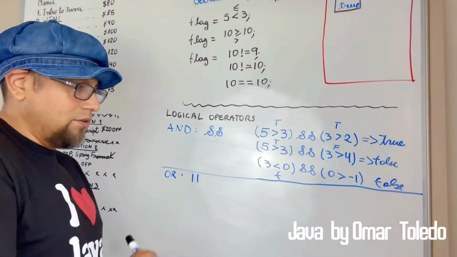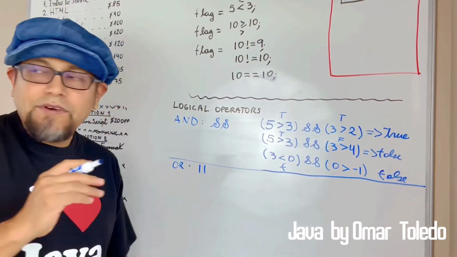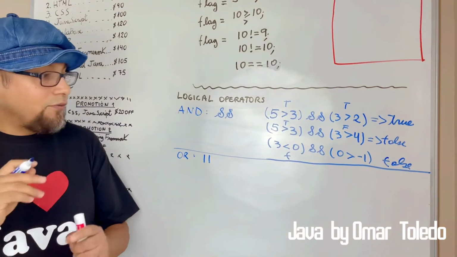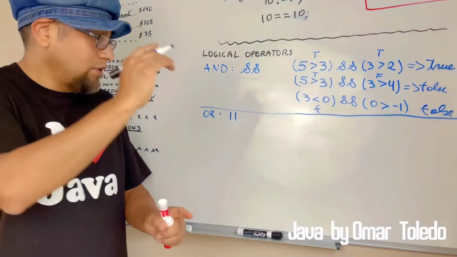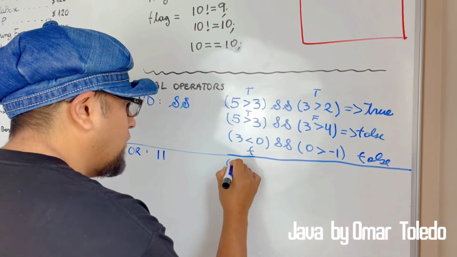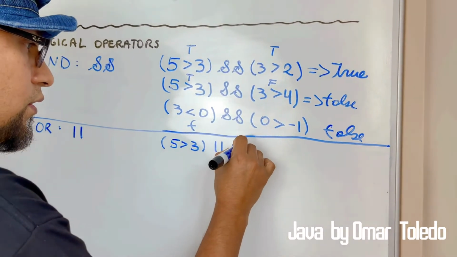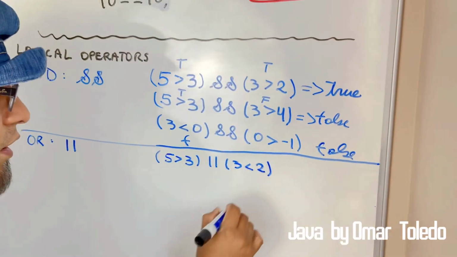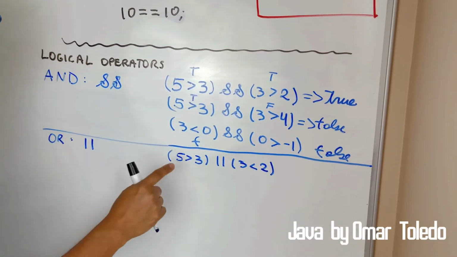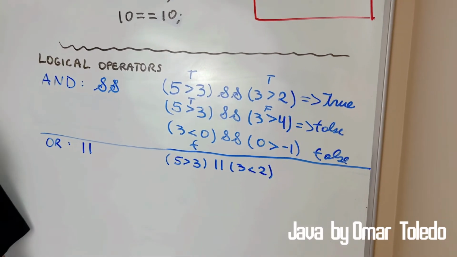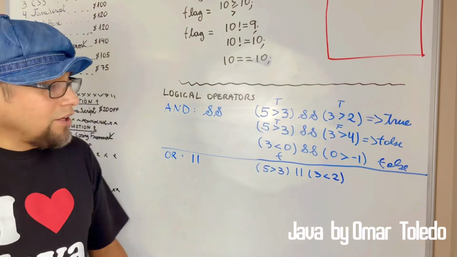Okay, so now the OR operator. What is the rule for the OR operator? The OR operator is going to evaluate to true if only one of the operands is true. At least one of the operands has to be true. Let me write an example here. So 5 greater than 3 or 3 less than 2. Okay, I told you that in order to evaluate to true, at least one of the operands has to be true. So if you find one that is true, it's all going to be true. Exactly.